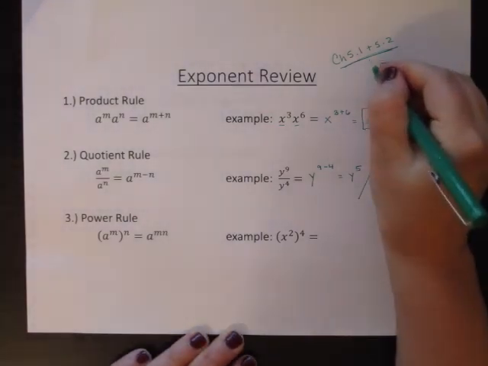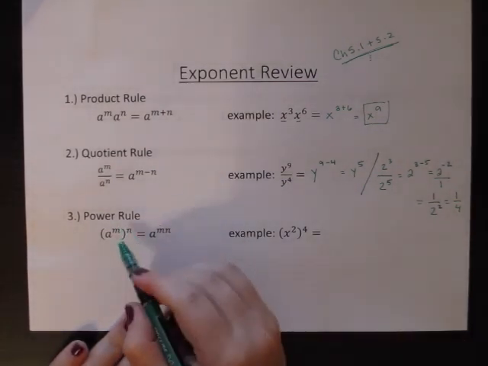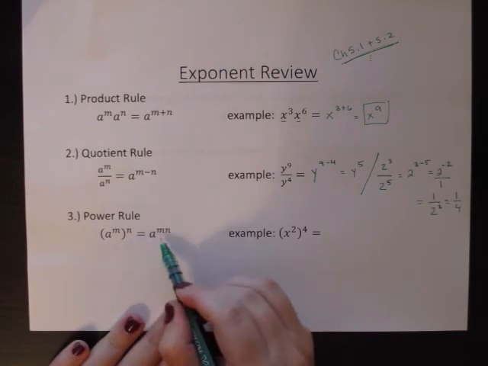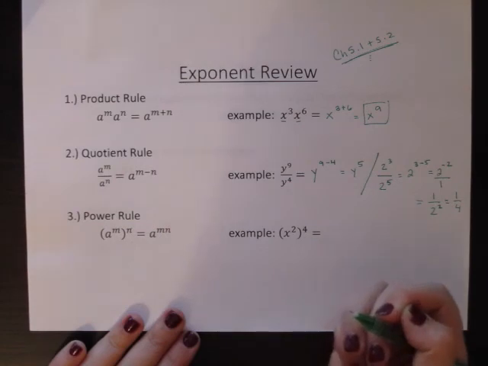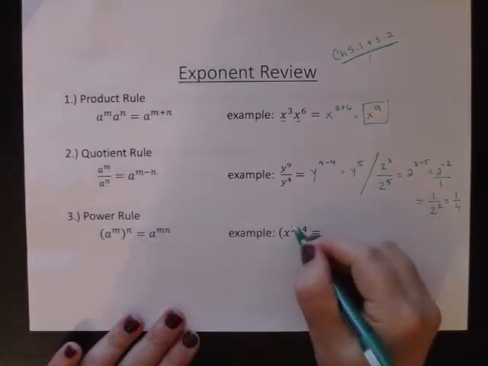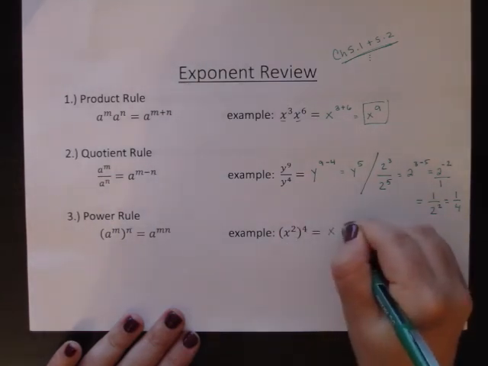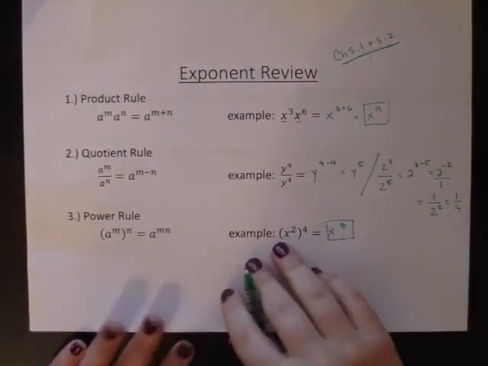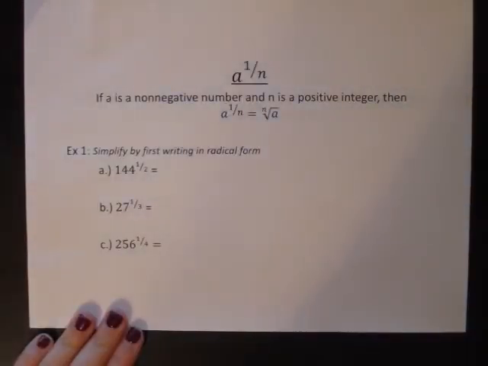If you don't remember that, go back to chapter 5.1 and 5.2, and there are some good examples from it. Now the last one we have is our power rule. So our power rule is a to the m raised to the nth equals a to the m times n. So when you have an exponent raised to another exponent, what you do is you multiply the two. So x squared raised to the fourth power, you keep that x and then you multiply the two. So 2 times 4 would give me 8.